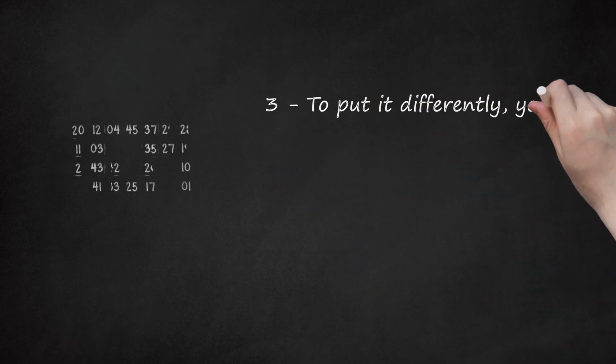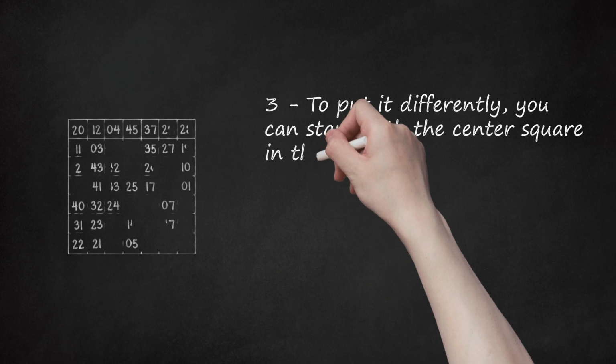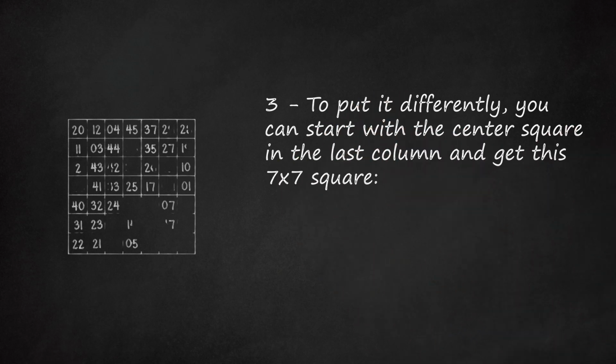3. To put it differently, you can start with the center square in the last column and get this 7 by 7 square. 12 04 45 37 29 28. 03 44 36 35 27 19. 43 42 34 26 18 10. 41 33 25 17 09 01. 32 24 16 08 07 48. 23 15 14 06 47 39. 21 13 05 46 38 30.